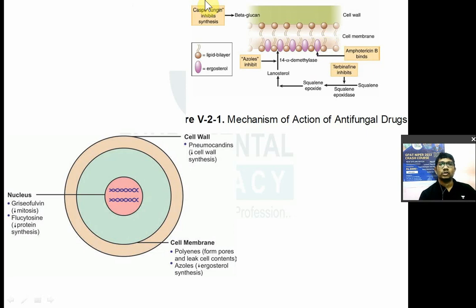Echinocandin antifungals like micafungin, okay, caspofungin and all that, prevent the synthesis of beta glucan. Beta glucan is an important component of the fungal cell wall that is prevented by caspofungin. So caspofungin and related antibiotics inhibit the synthesis of beta glucan. Okay. So that is the mechanism of action of antifungal drugs.